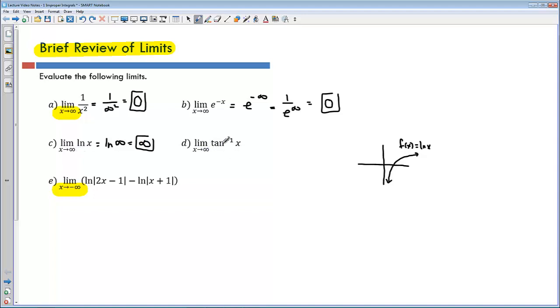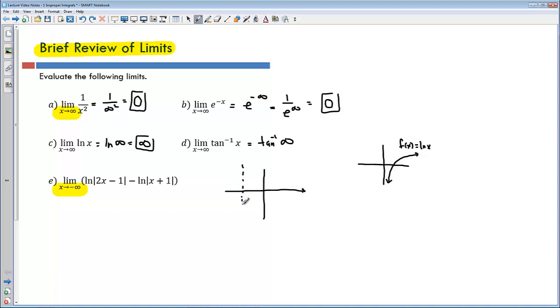Now, the limit as x goes to infinity of tan inverse of x. So again, I'm going to plug in infinity and try to interpret what this means. So tan inverse of infinity. And so then I have to know a little bit about the tan inverse function. So to understand the tan inverse function, I have to understand the tan function. So remember what the tan function looks like.